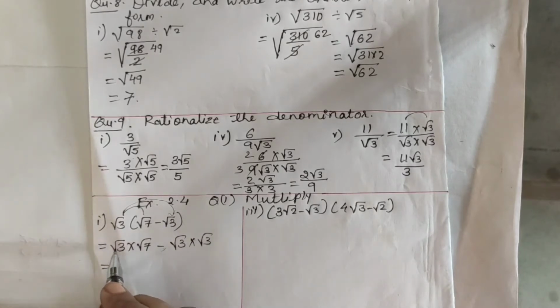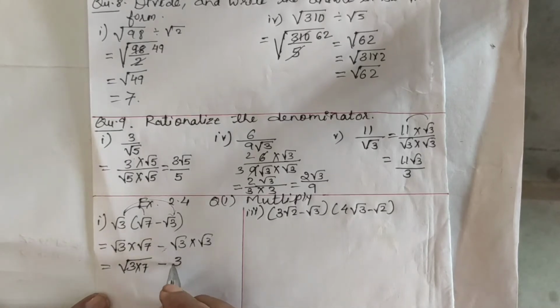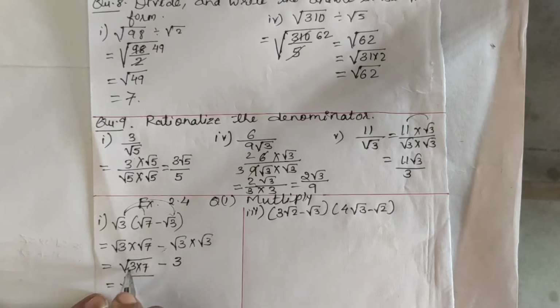Simplify. As the order is the same, in multiplication also we have seen how to multiply these two, so you can take them in one root. So it will be 3 into 7. And you know root 3 into root 3 is what? 3. So here we are getting root of 3 sevens, that is square root of 21, minus 3 is the answer.